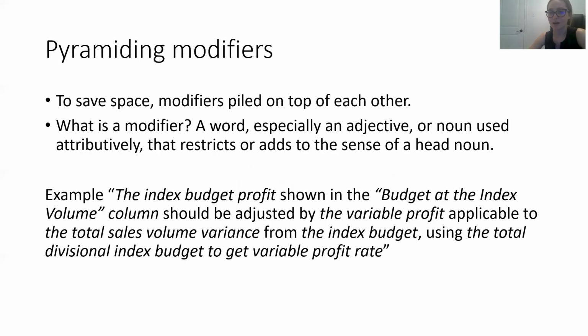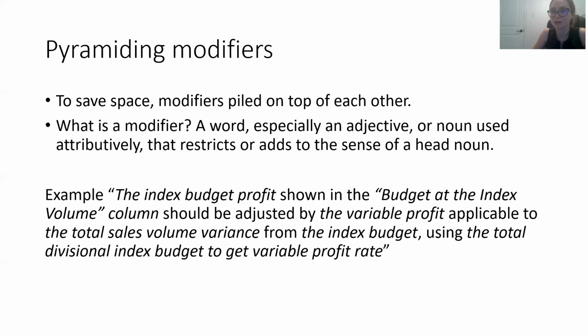Pyramiding modifiers, a classic problem in professional writing, and when I worked as a technical writer, it's one that I saw often. So what is pyramiding modifiers? To save space, modifiers are piled on top of each other. What is a modifier? A word, especially an adjective or noun, used attributively that restricts or adds to the sense of the head noun. Now, in this example below, you'll see that all the modifiers and the head nouns are italicized, which should show you the great degree to which they dominate this sentence.